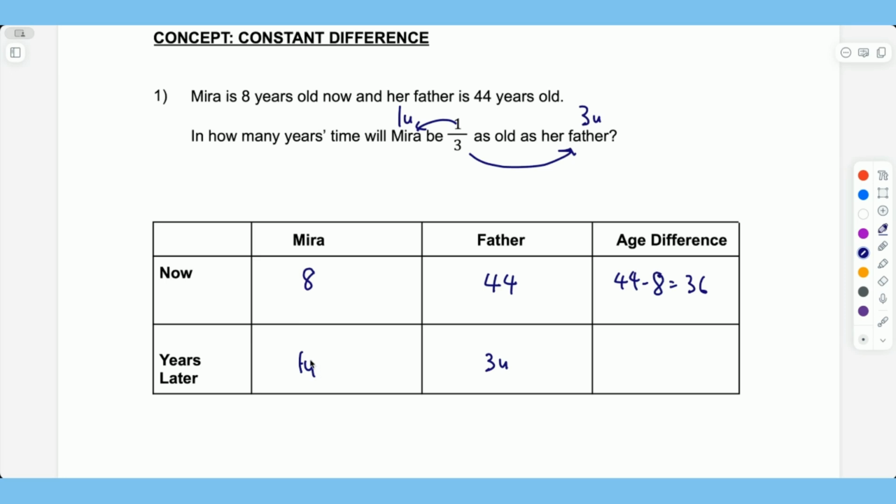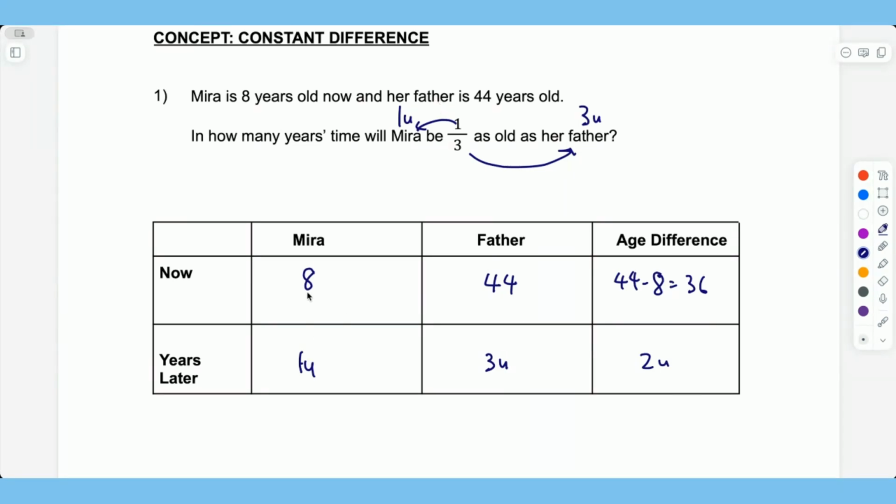Okay, that means that Myra will be 1/3 as old as the father, or the father is 3 times as old as Myra. And what is their age difference in units? That will be 2 units. Since the age difference between Myra and her father will always remain the same, the difference is unchanged. Hence, the concept is constant difference.